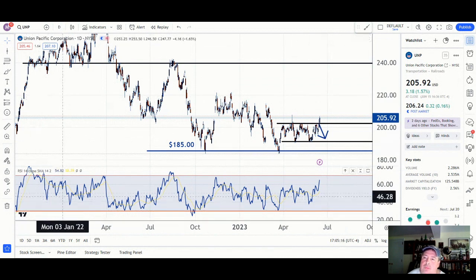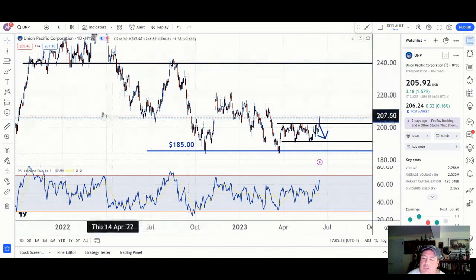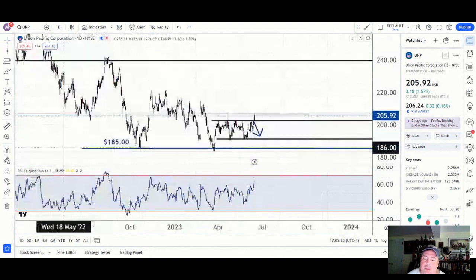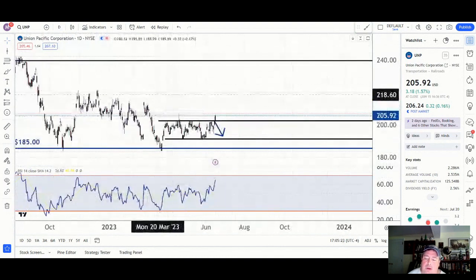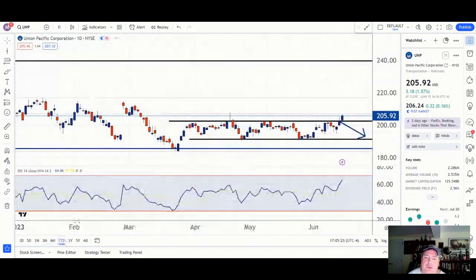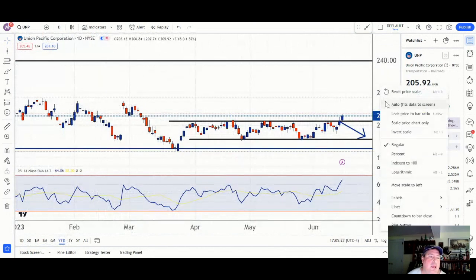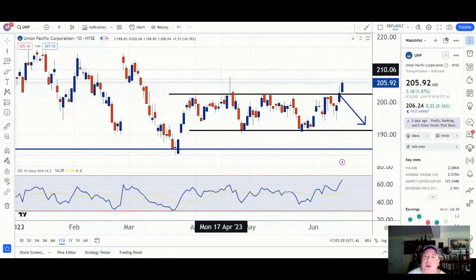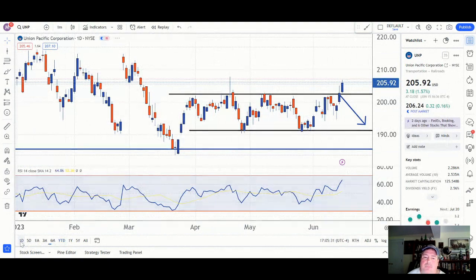Now, check this out. I'm going to go, notice this is a year chart. Actually, it's about 18 months. I'm going to go to year to date just to make it easier. Okay, so there's our year to date. I'm going to go to the 1 day chart.